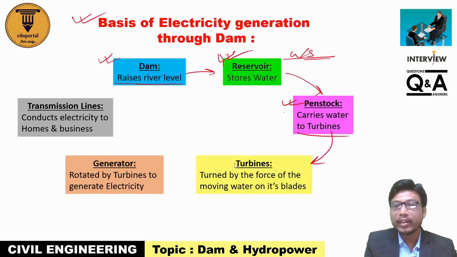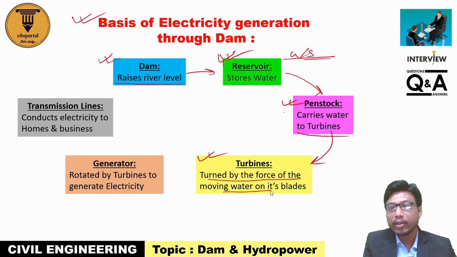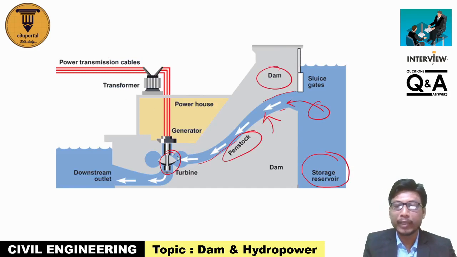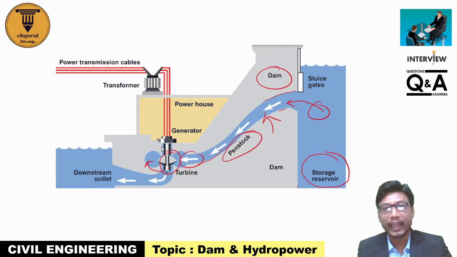What is the function of the turbine? It is turned by the force of moving water on its blades. So you can see the water is coming through the penstock, and this moving water turns the blades of the turbine. And what does the turbine do? It converts the energy of the flowing water to mechanical energy. So this is the function of the turbine.